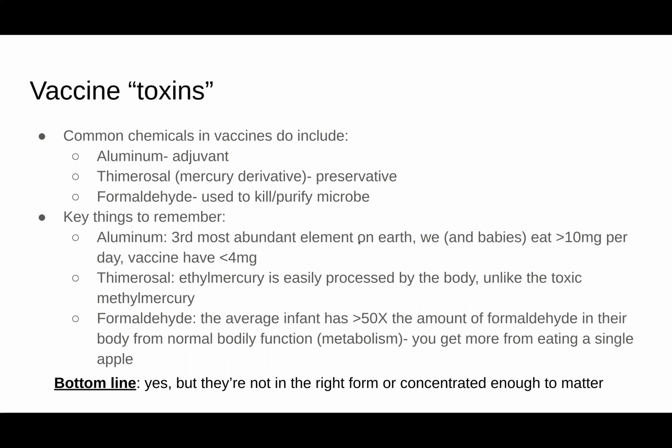So that's aluminum. Second is thimerosal. It is what we call ethyl mercury. And this is a different type of mercury. We talked about it in the How Science is Done class. But ethyl mercury is not toxic. It's easily processed by your body. It's easily eliminated by your body. It won't cause any harm to you.